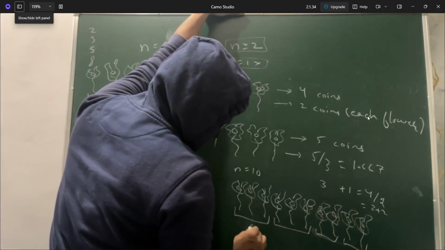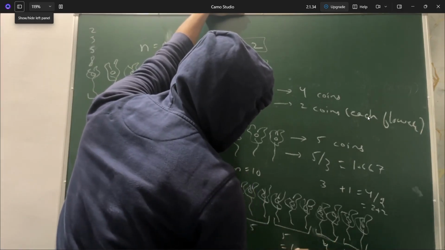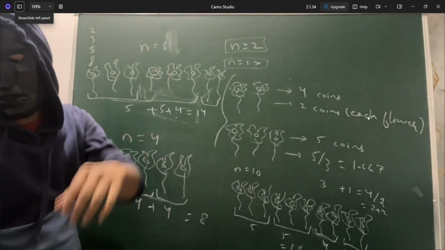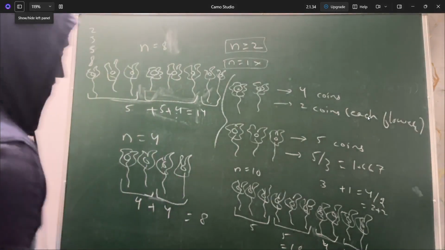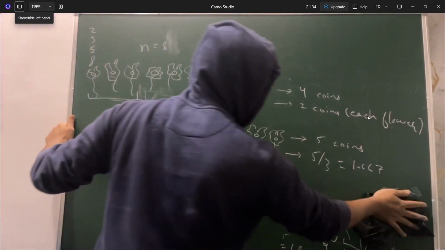So here I'll be spending 5 coins, here 5 coins, here 4, here 4. It is 18, a total of 18 I'll be spending. So whenever n is 10, I'll be spending 18. Okay, visualization is done, but how do you solve this?